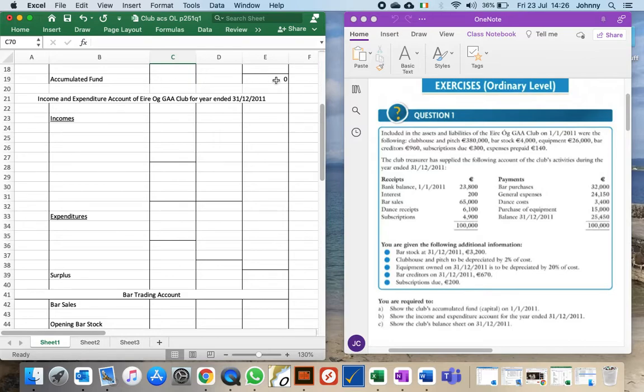So we may have had 10,000 invested in the club by the members over the years, the accumulated fund at the beginning, plus we saved an extra grand this year, so that means we have 11 grand. So that's how that works out.